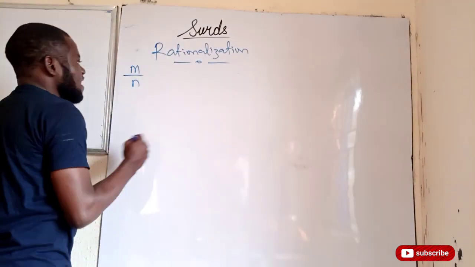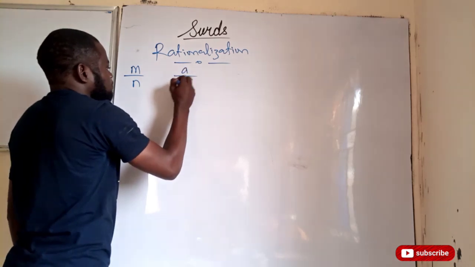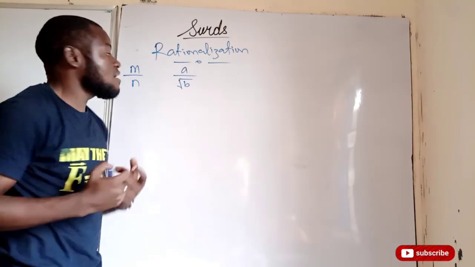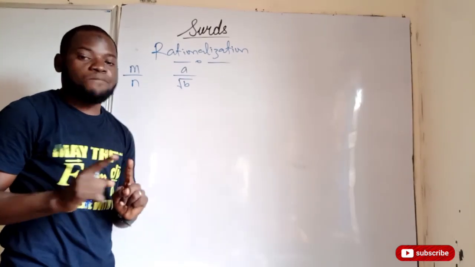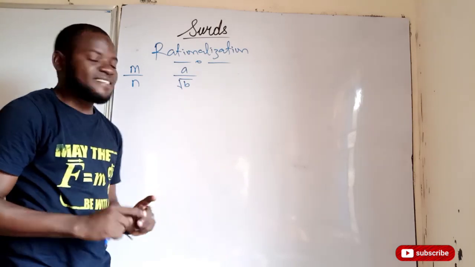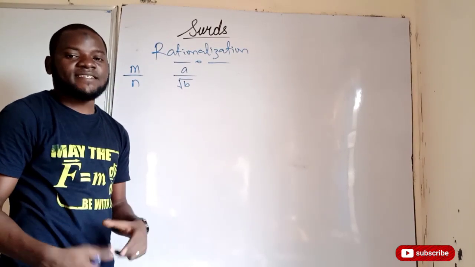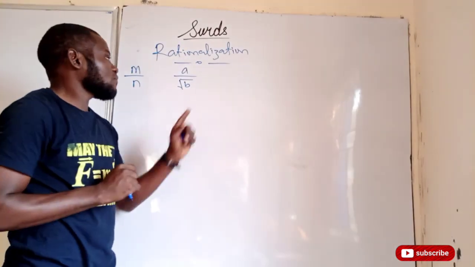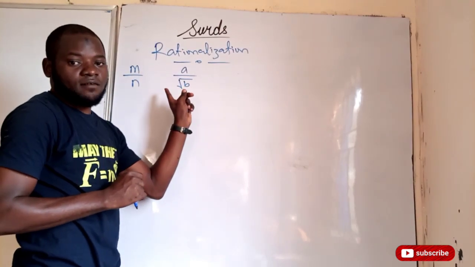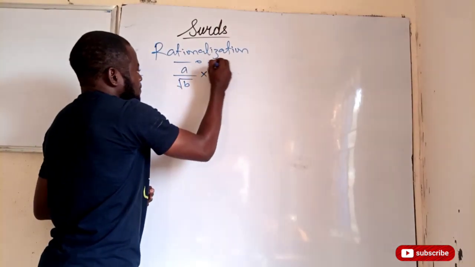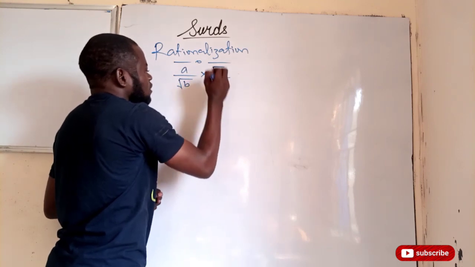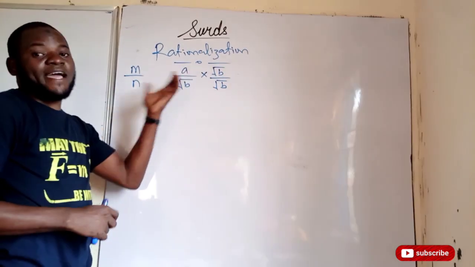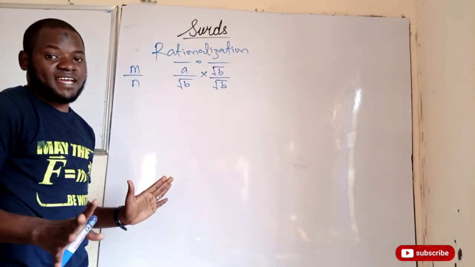For instance, if I have a over root b as a given question. This is wrong mathematically because you can't have an irrational number at the denominator. Hence, all I need to do is to rationalize. How do I rationalize? Okay, this is how to rationalize. The surd that you have at the denominator, you have to use it to multiply both numerator and denominator. So, this is like multiplying this by 1. So you've not changed anything mathematically, right?